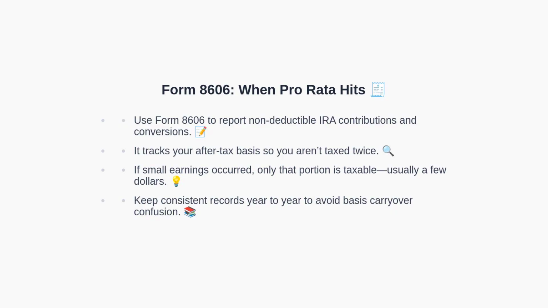If a small amount of interest accrued before your conversion, only that earnings portion is taxable. Ensure you retain consistent records year over year so that your basis reconciles across filings. With the filing context set, let's test your understanding with a quick quiz.